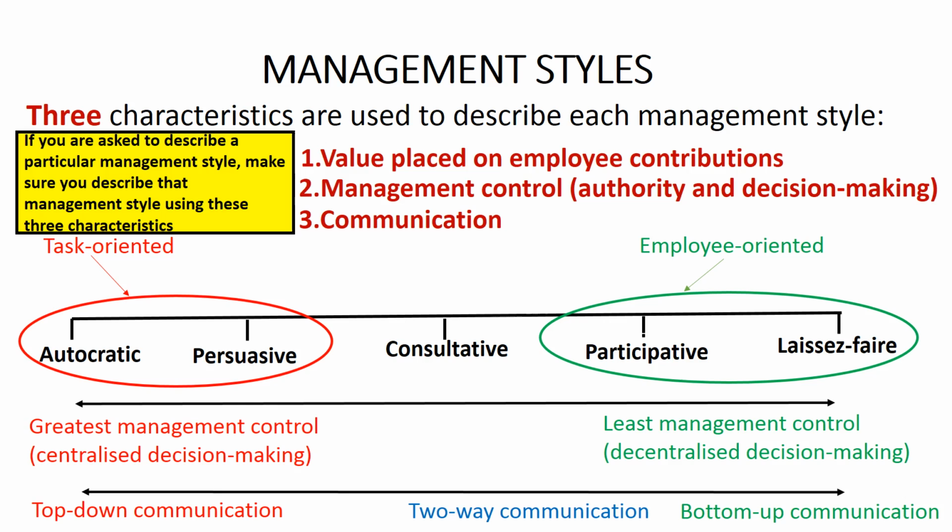You can see from this diagram that the autocratic and persuasive management styles, which are the styles that we're looking at in this video, are task-oriented, that is, they are heavily focused on achieving an outcome, involve authority and decision-making being centralised, that is, exercised solely by the manager without any input from employees, and involve one-way communication, that is, top-down communication from the manager to employees.